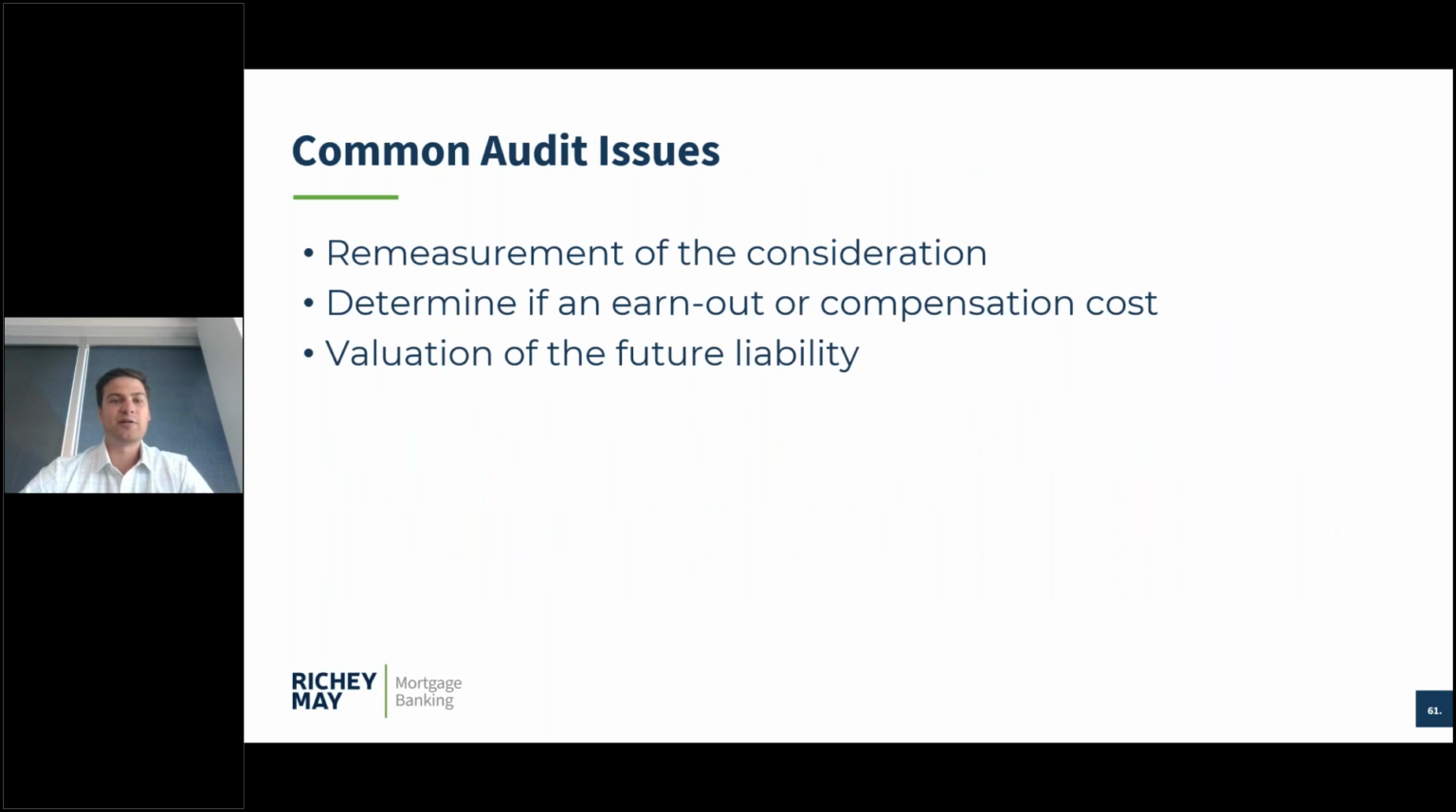So to summarize, some common audit issues are the remeasurement of the consideration. How often should contingent considerations classified as a liability be measured? At the end of every reporting period at fair value. Additionally, you'll want to ensure you have appropriately classified the consideration as either a contingent consideration or as compensation. And there's a lot of nuance in this classification, so it's important to refer to the guidance in order to make that determination. And as always, do not hesitate to reach out to us for help. And lastly is ensuring the future liability is appropriately valued.